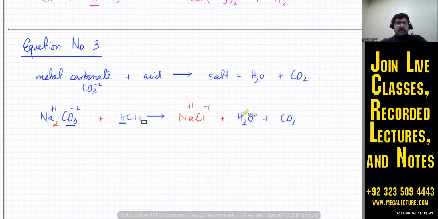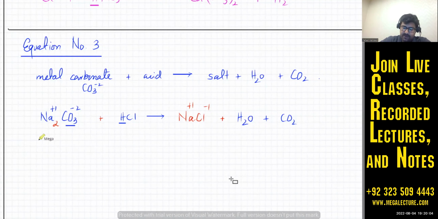Okay, so in this case, now all you have to think about is that the H and the CO3 turn into water and carbon dioxide. I mean, the H combines with the oxygen over here, turns into water, and the carbonate turns into carbon dioxide. This is what happens. And the remaining ions turn into your salt.